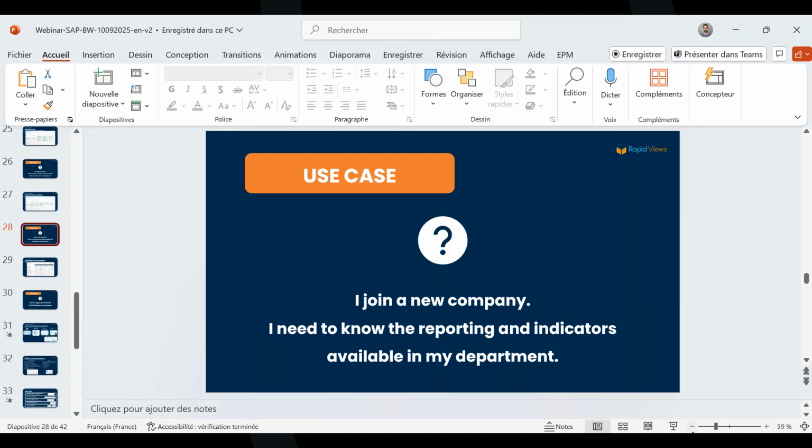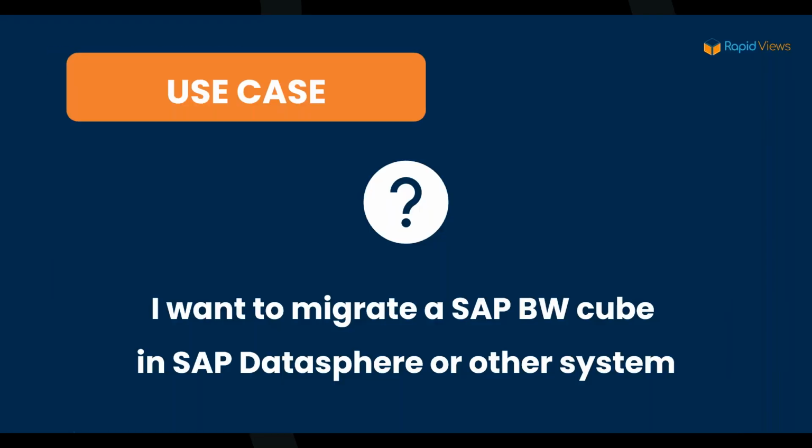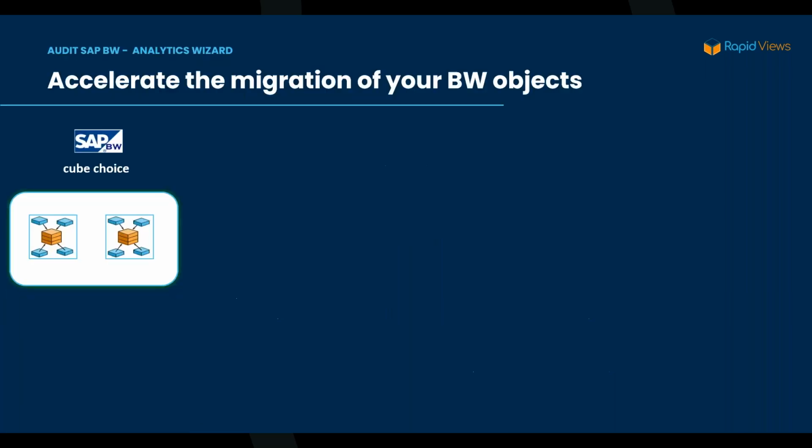So all these features will help you to audit what you have in your environment, and so it's for the audit part. So how can we accelerate the conversion or the migration of your BW environment? That's what we are doing now. So I want to migrate a BW cube in Datasphere or another system. So we have the analytics wizard, which is a really innovative feature.